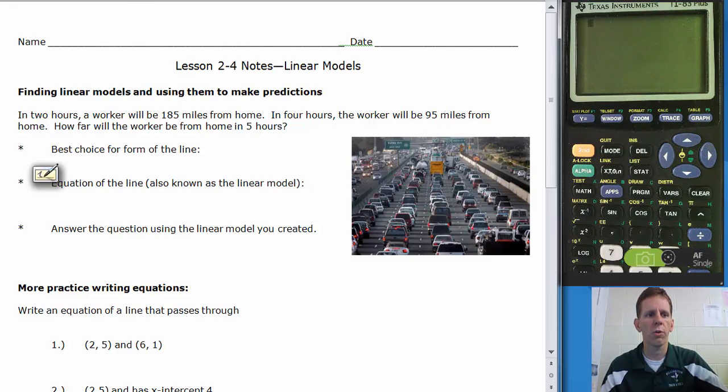These are the lesson 2-4 notes on linear models. Today we're going to find linear models, use them to make predictions. We're going to practice writing some linear equations out, and we'll also use linear models that pass through the origin. We're going to take a look at this first problem.